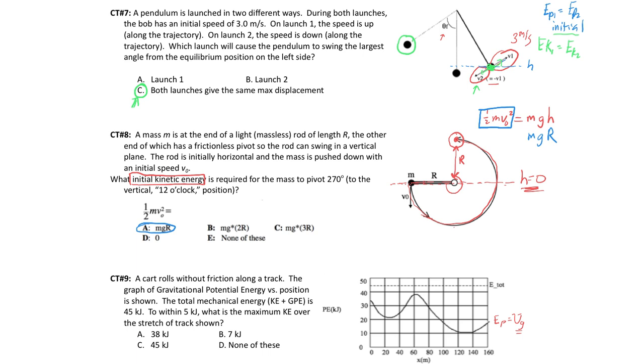The total mechanical energy, kinetic energy plus gravitational potential energy, is 45 kilojoules. So you can see that that's labeled right here at the 45. That's our total mechanical energy. That's the kinetic energy plus the gravitational. And that is at 45 kilojoules. To within 5 kilojoules, what is the maximum kinetic energy over the stretch of the track shown?